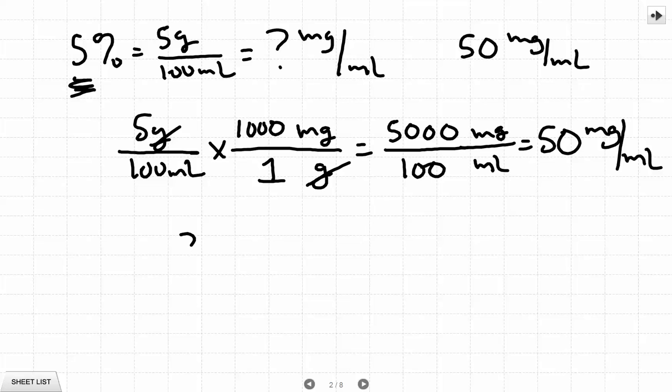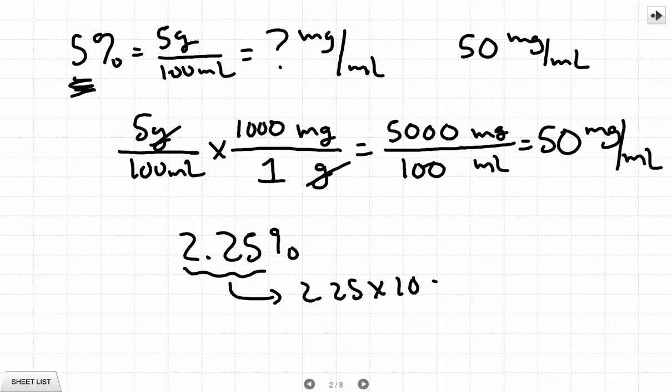So if you have, say, a 2.25% concentration, multiply the 2.25 by 10, and that's 22.5, and that's how many milligrams per milliliter you would have. So just remember to multiply by 10. That gives you milligrams in 1 milliliter. So let's go back to the original problem.